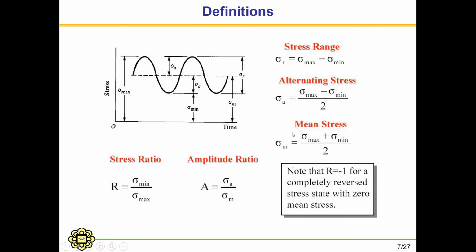Okay, the mean stress, the average stress, we refer to the mean stress as sigma m equal to sigma max plus sigma min divided by 2. So note that R equal to minus 1 for a completely reversed stress state with 0 mean stress.